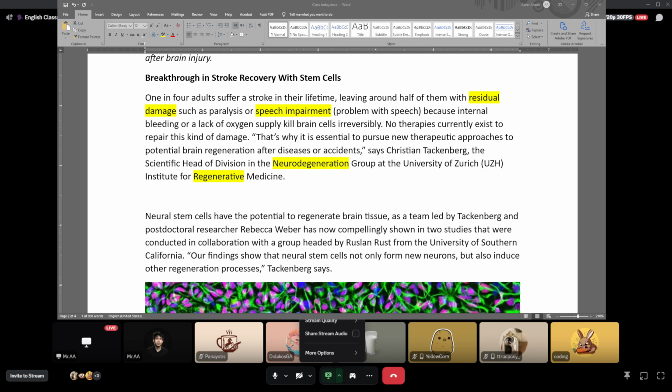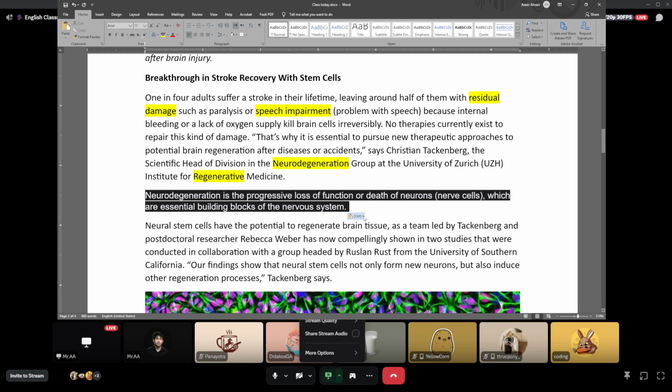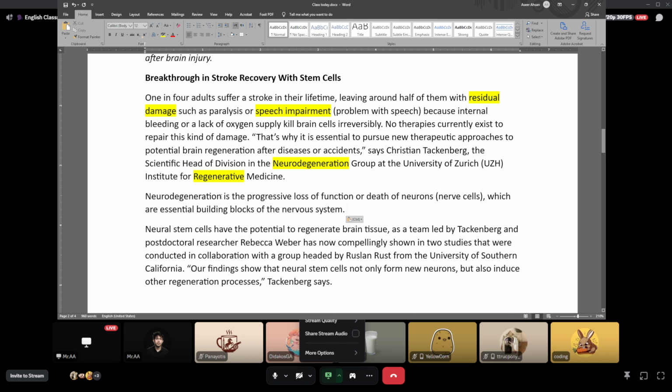Well, it's a progressive loss of function or death of neurons, which are essential building blocks of the nervous system. So yes, you're absolutely right. So this is the main theme of it. You do not have to know what a word exactly means. What you have to do is read the sentence and see what the sentence's context is telling you. But also try to read the words as well, because that would actually improve your vocabulary. Thank you so much for the reading.